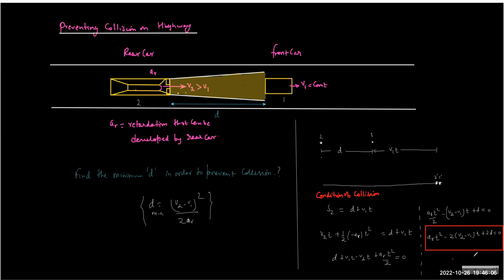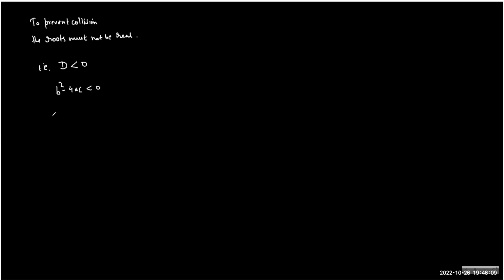So to prevent collision, the roots must not be real. That is, the discriminant must be less than 0, negative. So b square minus 4ac must be negative. What is b here? b is minus 2(v2 minus v1). So if we square it, what do we get? 4 times (v2 minus v1) square.